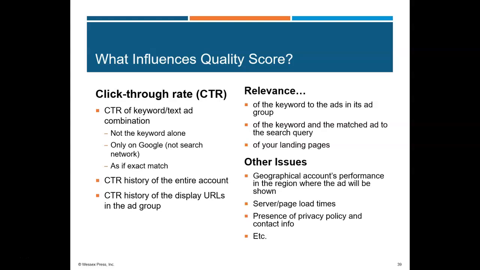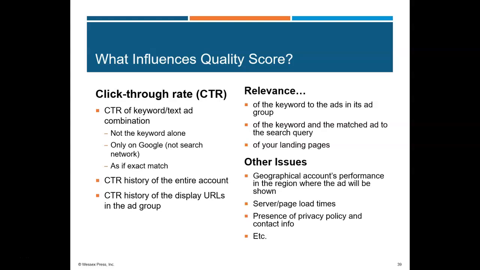What influences your quality score? Of course, CTR is going to influence it. CTR of the keyword and text ad combination. It's not just the keyword alone, only on Google, not the search network, as if exact matched. CTR history of the entire account. CTR history of the display URLs in the ad group. Relevance also influences your quality score: the relevance of your keyword to the ads in its ad group, relevance of the keyword and the matched ad to the search query, and relevance of your landing pages.